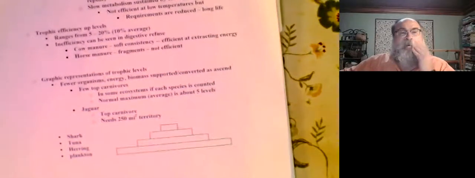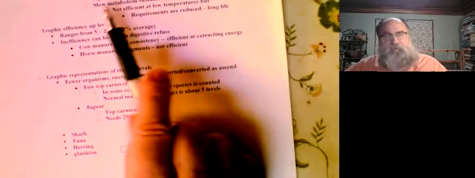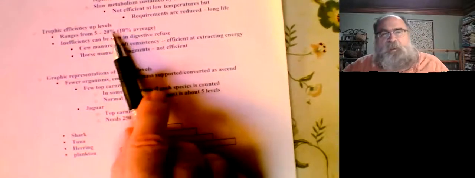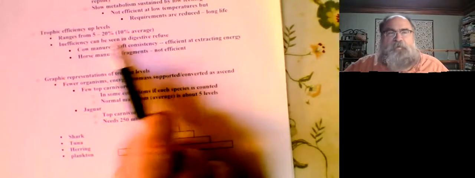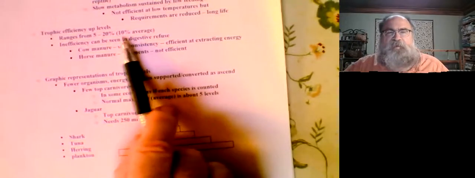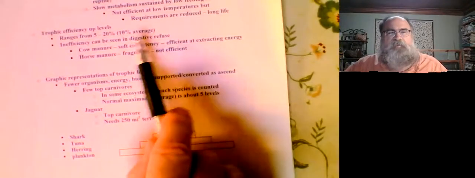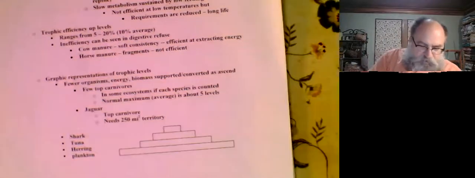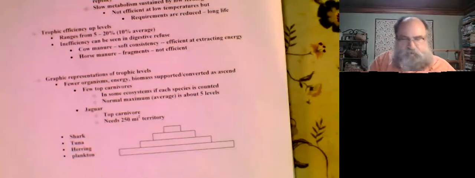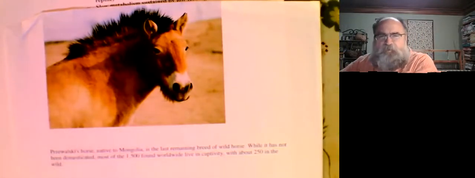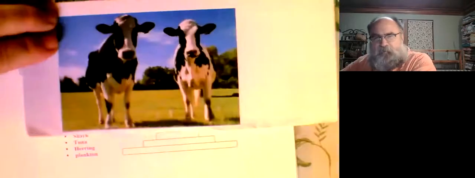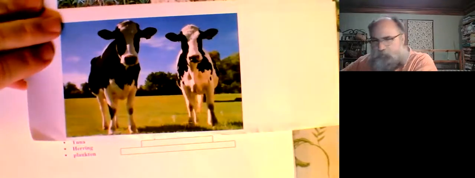All right, when we look at the trophic efficiencies, when we look at the secondary consumers, you think maybe about 10% average, 5 to 20%, but 10% average. And you can kind of see the difference in some of the animals. Here's a horse, right? And so that is actually a wild horse, Przewalski's horse, not a tamed horse. And then not that many left in the wild.